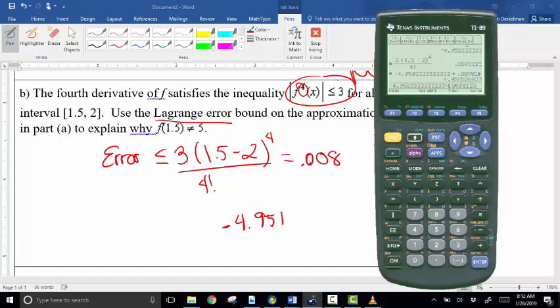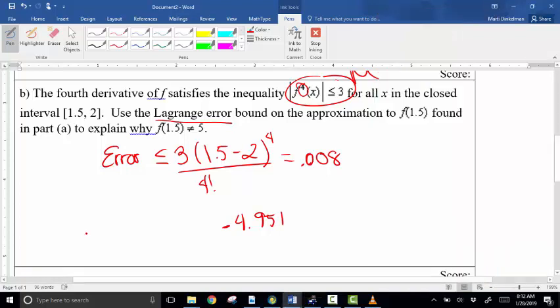So I'll subtract, okay, -4.966. So I know my actual value is somewhere in between those two, which means negative or positive 5 is not even in the interval. I guess I should, instead of calling this actual, should call it f of 1.5. Has to fit in that interval. So I'm just going to say 5 does not fit within this interval.